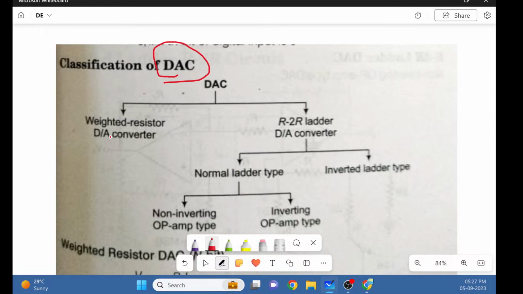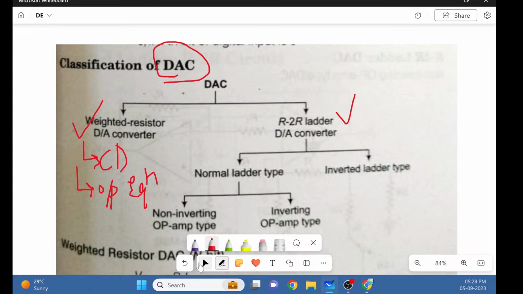Now you can see this is the basic classification of a digital to analog converter. Okay, now there are different types. The very first type is the weighted resistor D to A converter, and the second one is the R to 2R ladder. Now what you need to know is, you just need to know two things about this. The very first thing is the circuit diagram, and the second thing, which is very important, is the output equation. You need to know the output equation and the circuit diagram of each type. Okay, this is what is required in your exam.